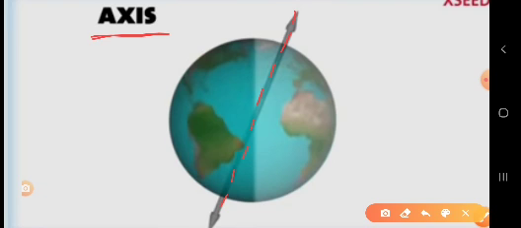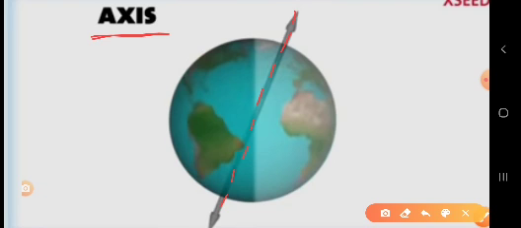And if it starts moving from 12 to 1, 1 to 2, 2 to 3 as it moves and completes 1 hour, that movement of the hands of the clock is called clockwise direction.